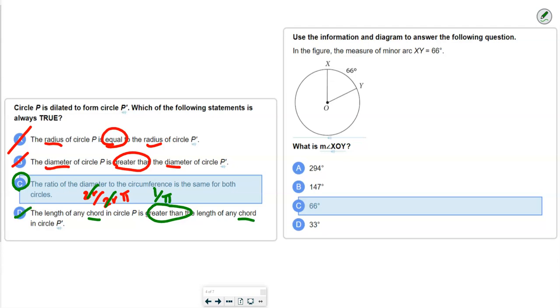All right, so the next one says, use the information in the diagram to answer the following questions. In the figure, measure of minor arc XY is 66, and we have a central angle that maps to that arc. So they're equal, right?